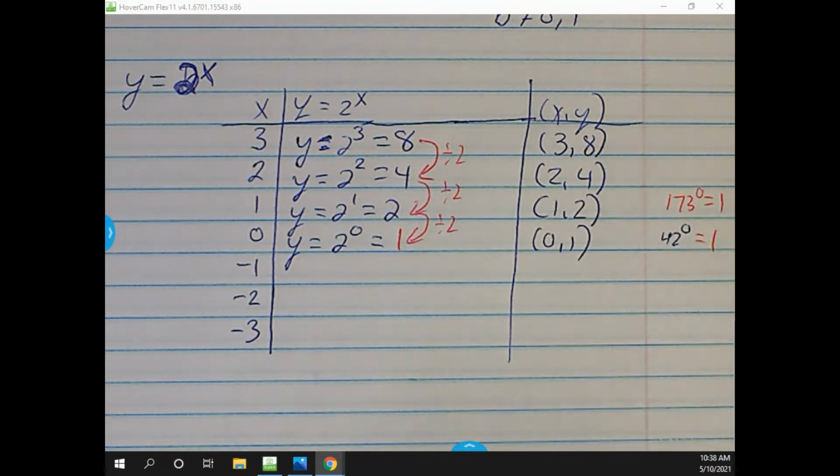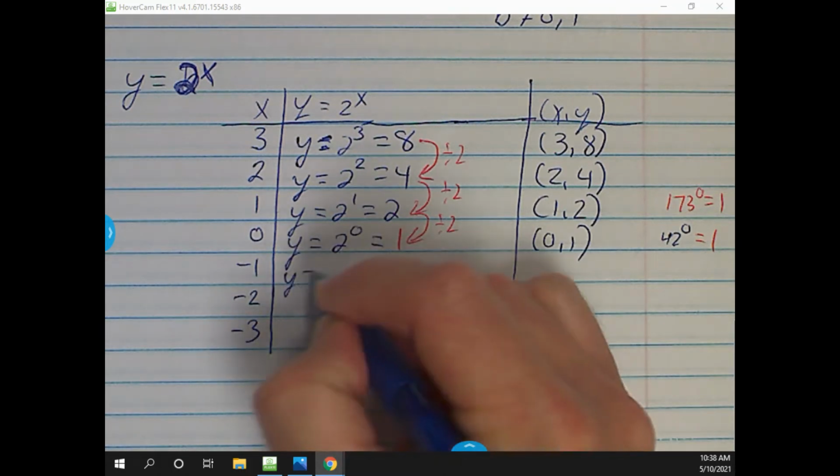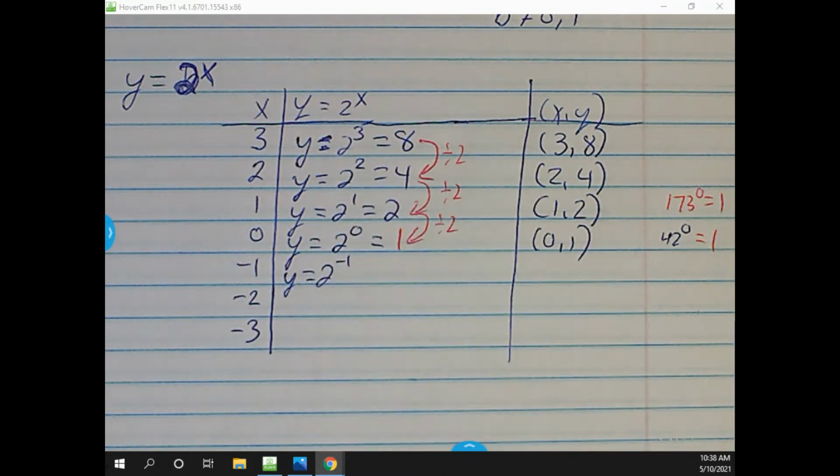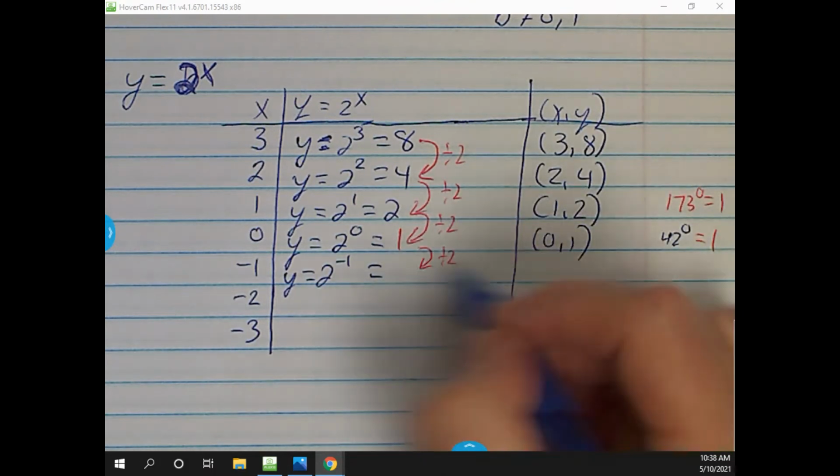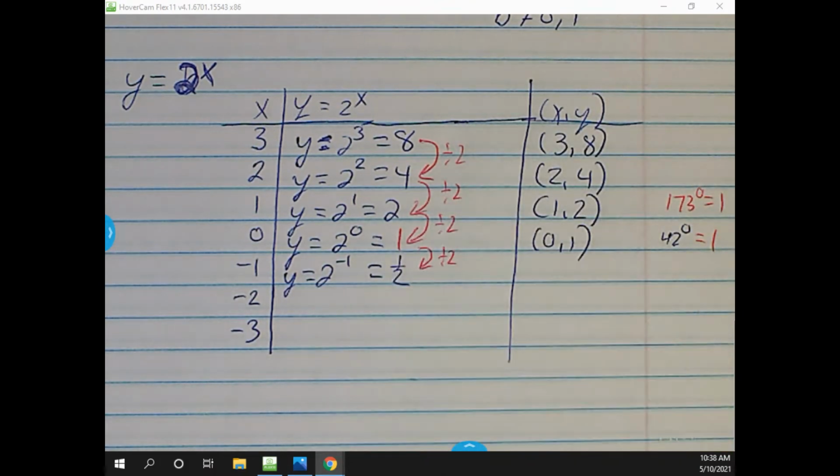Okay, with negatives. And again, I don't know if we've done a whole lot with negatives, so this is where we have to show you. If you do 2 to the negative 1, well, we would still do the same thing. We would still divide by 2. And if you do 1 divided by 2, that's just going to be a half.